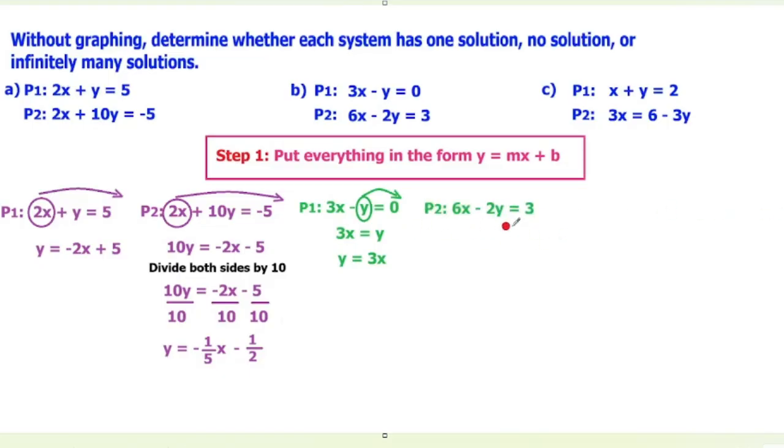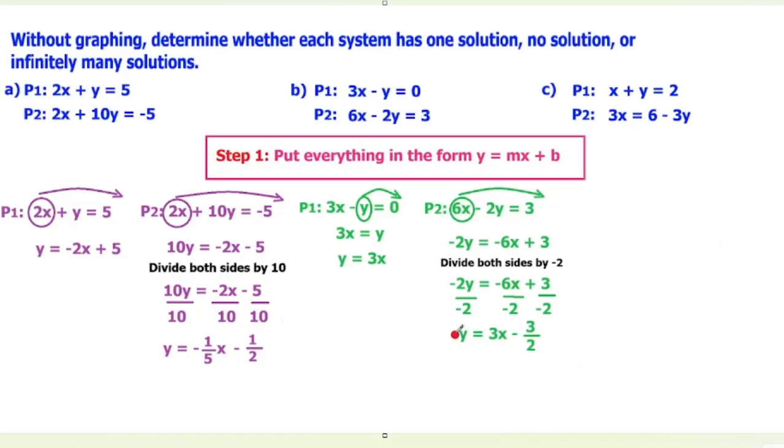Okay, so it's already in y equals mx plus b form now. So now let's move on to P2. We will move the 6x over, and we're left with negative 2y minus 6 equals minus 6x plus 3. So we'll divide both sides by negative 2 so that we can get y on its own. Each term gets divided by negative 2, and then we're left with y equals 3x minus 3 over 2.